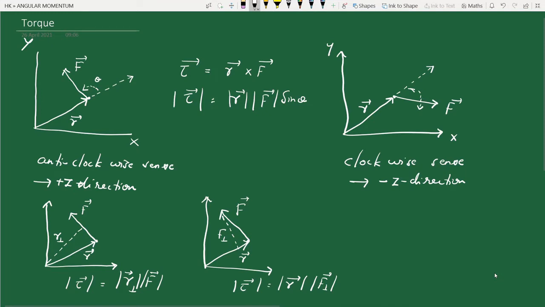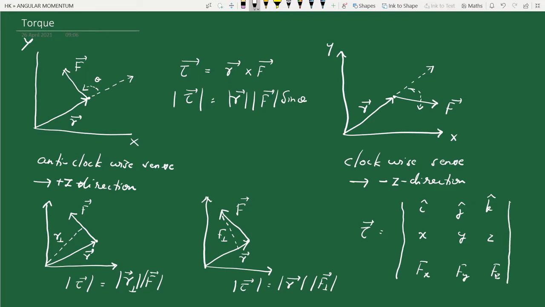And the algebraic way of writing is just like we write any cross product in 3 dimensions, using a determinant with i, j, k. Components of the first vector R are x, y and z, and the second vector is force, with components Fx, Fy and Fz. So if we evaluate this determinant, we get the magnitude as well as the direction of the torque. So that is an algebraic way of getting the expression for the value of torque.